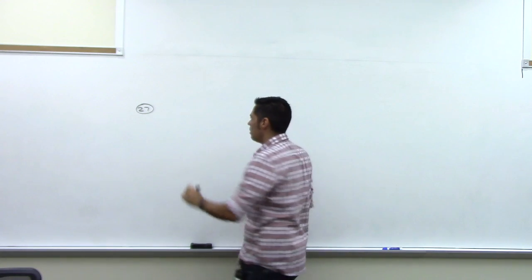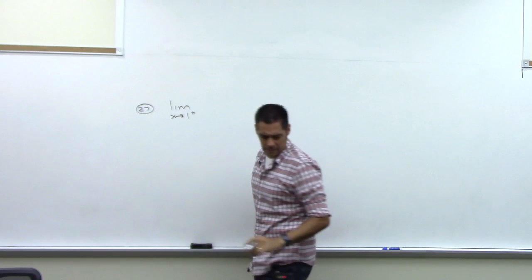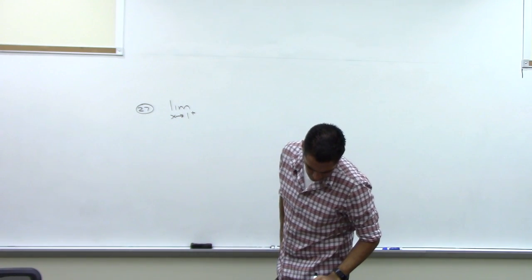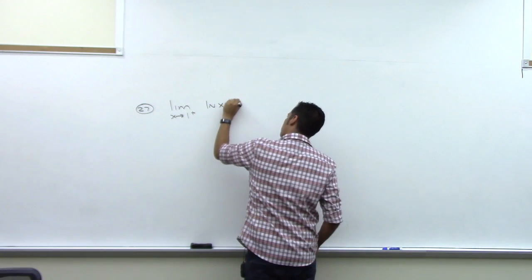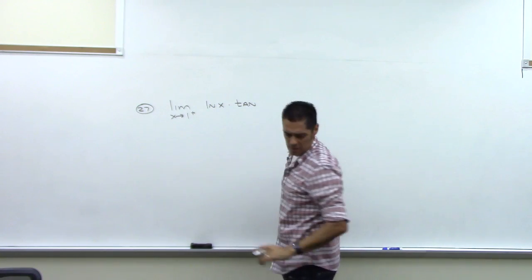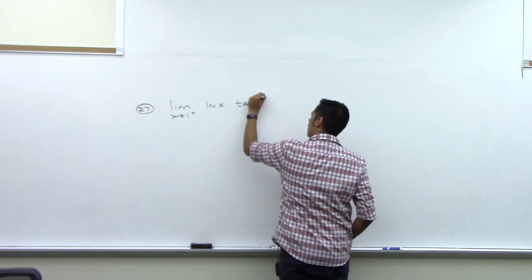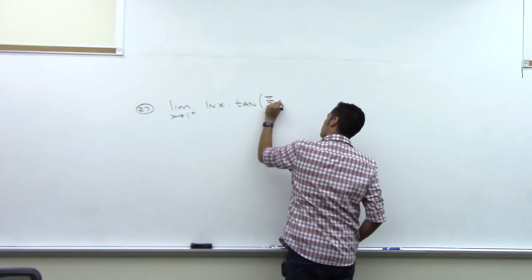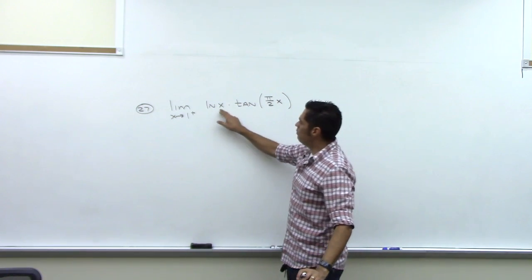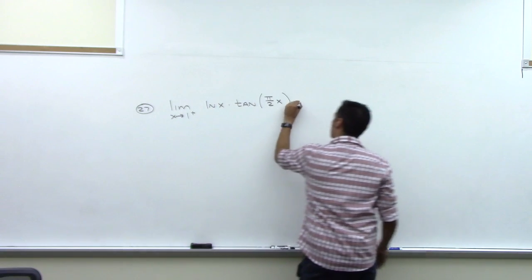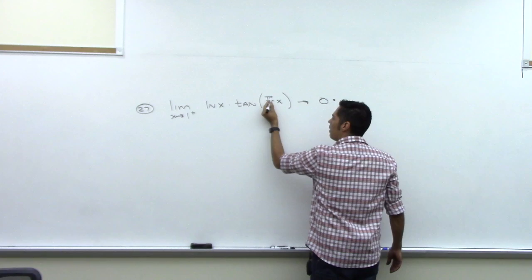Limit as x goes to 1 from the right of natural log x times tangent of pi x over 2. I'm going to write that as pi over 2 x. That's the same thing. All right, as x goes to 1, natural log of 1 is 0. So that's headed towards 0 times, all right, let's let x be 1, pi over 2.